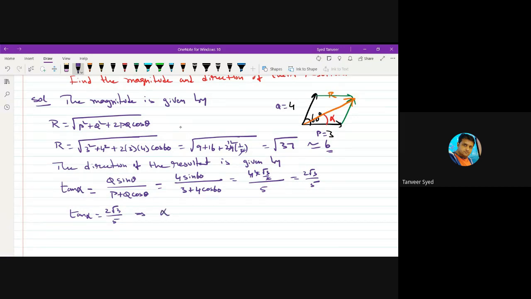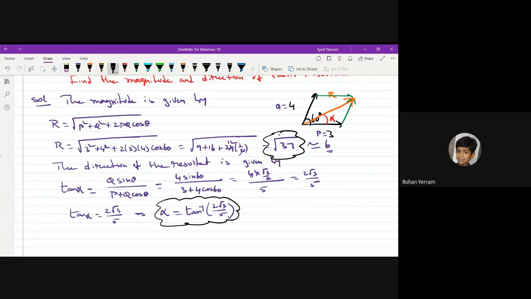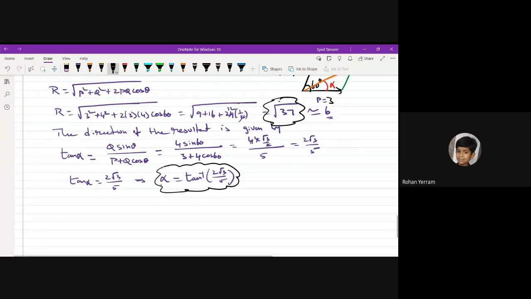That means alpha, we want angle, not the trigonometric ratio. So alpha is tan inverse of 2 root 3 by 5. This is the direction. This is the magnitude. So tan inverse means divided by, sir. If I say that sine 30 degree is 1 by 2, that means 30 degree is, if I send sine to the other side, it becomes sine inverse of 1 by 2.